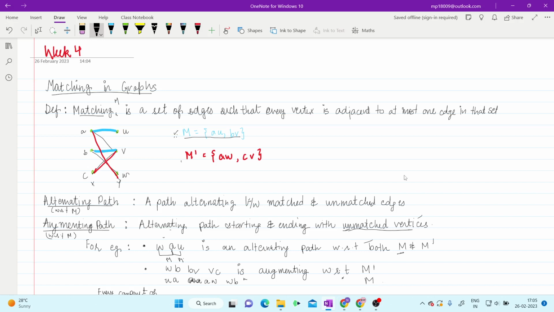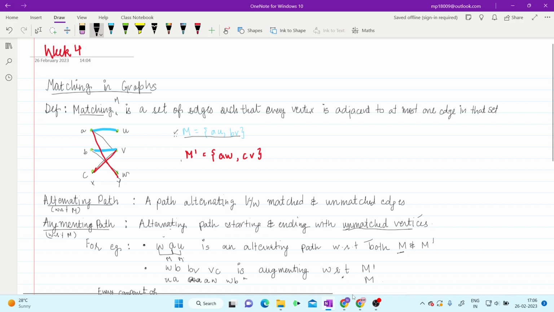But note these are not augmenting paths, because for an augmenting path it is required that it should start and end with an unmatched vertex.